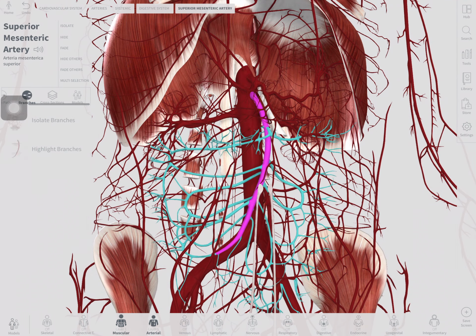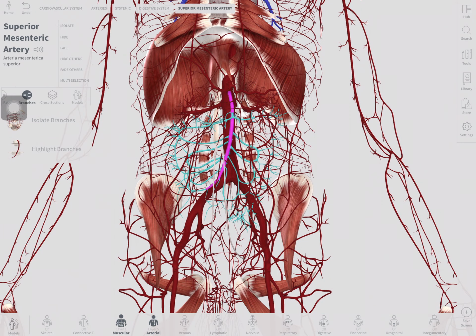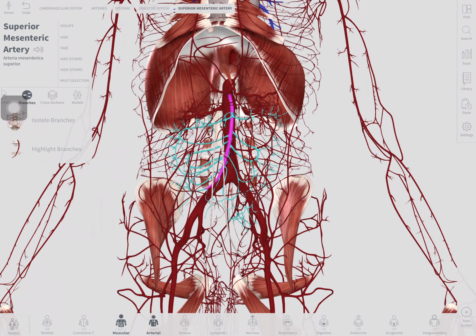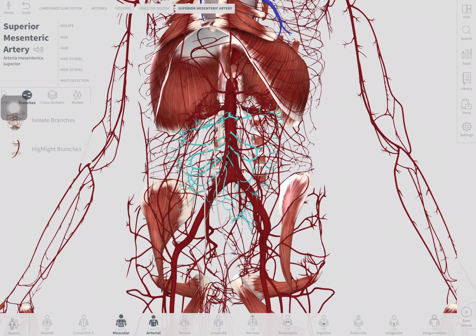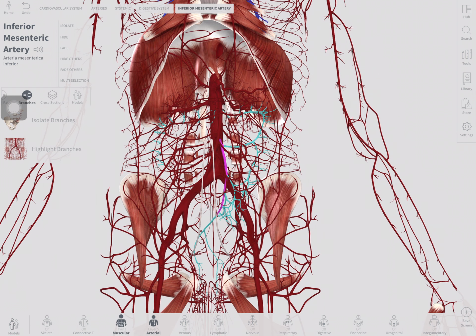Then the next unpaired branch is the superior mesenteric artery. It is supplying the midgut of the intestine, from the second part of the duodenum to the medial two thirds of the transverse colon. And this is the inferior mesenteric artery, supplying the descending colon, rectum, and the anus. So these are all the unpaired branches of the abdominal aorta.